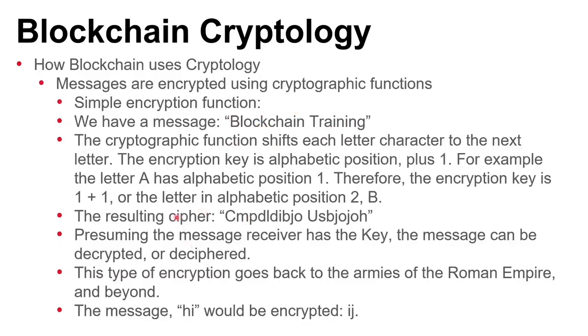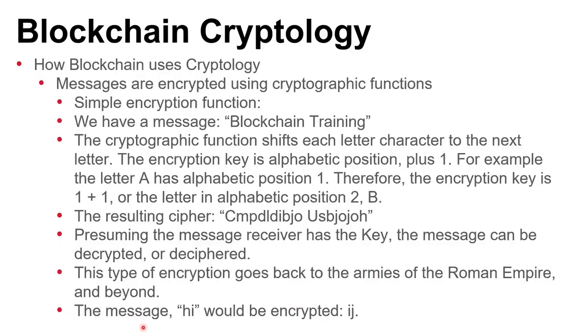If I want to encrypt it using this same approach, this is what it would look like. Since I'm the only one that knows how to decipher this, I could decipher it back to "blockchain training." Presuming the message receiver has the key. You need to have the key. This type of approach has been used for centuries. The Roman Empire used to encrypt and decrypt their messages to validate that within the armies, only the intended party would be able to read the message.